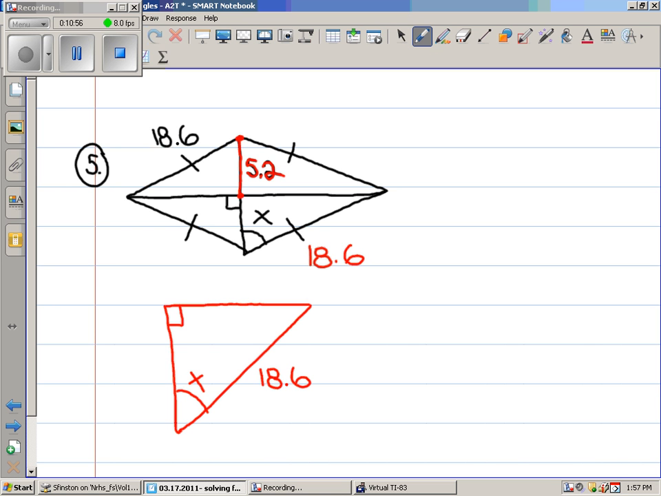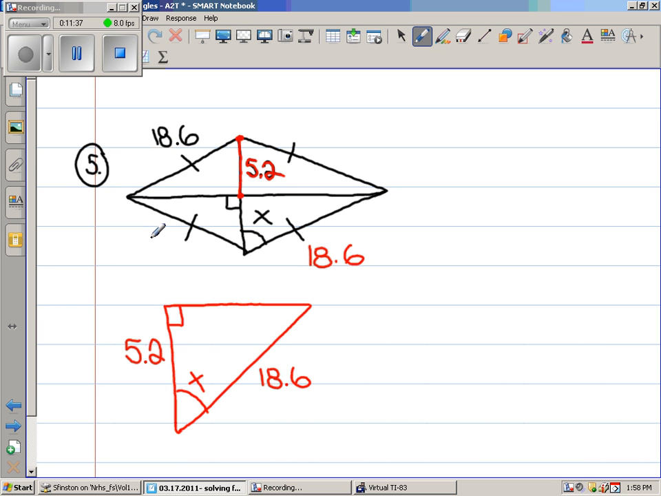Tell me some of the things that you remember about rhombuses. Alicia? Yeah, opposite angles are the same. Yep. Good. The diagonals of a rhombus bisect each other. So this is also worth 5.2. Alicia, you're really good at geometry. Okay, let's pick somebody else so that it's random. Tiana, how much is 18.6?